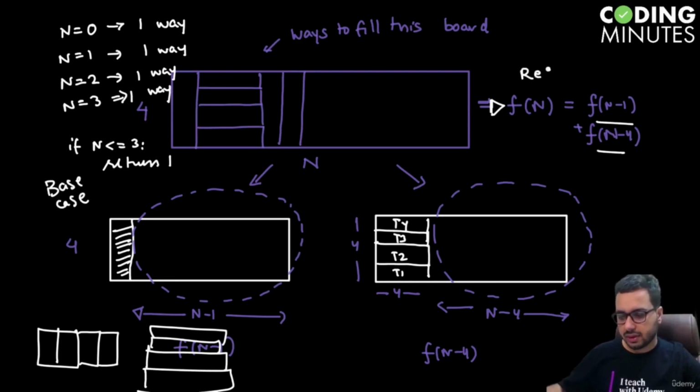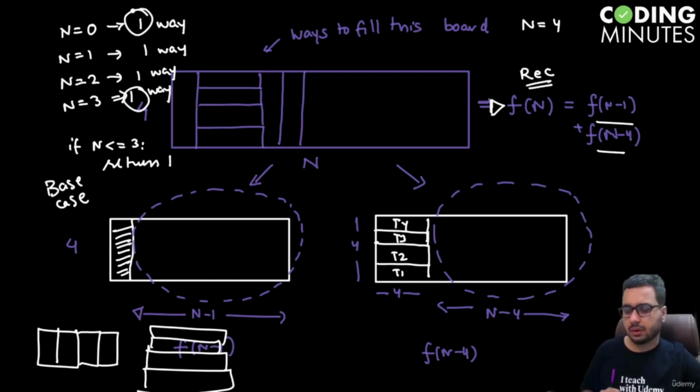So you can also verify from the recursive case that if the board length is 4, then your answer is f of n minus 1, that is f of 3, that is 1, plus f of n minus 4, that is f of 0, which is 1 as well. So for n equal to 4, using this recurrence, you get the answer as 2, which is also true because we have seen these diagrams. So I hope you have understood this problem and you can easily solve it using recursion.